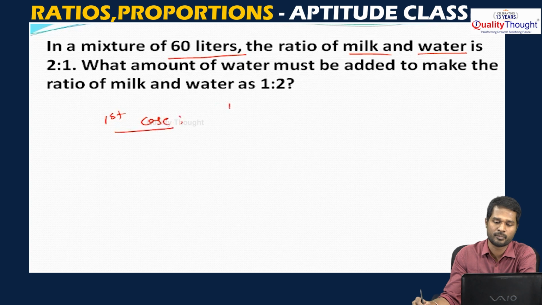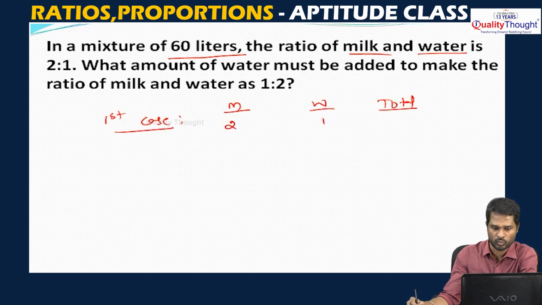First case, I'll write here milk and water, and here total. So milk is 2 parts and water is 1 part, total is 3 parts.